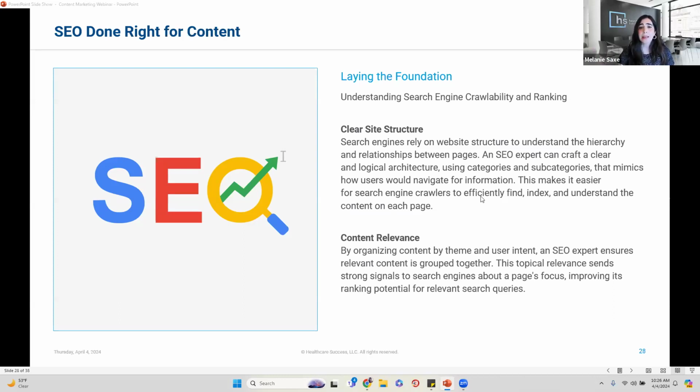So again, content relevance. By organizing content by theme and user intent, an SEO expert ensures relevant content is grouped together properly. This topical relevance sends strong signals to search engines about a page's focus, improving its ranking potential for relevant search queries. So this is why I send things back to SEO before it comes to us. And a lot of people say, well, what does SEO have to do with this? Everything. And this is why.